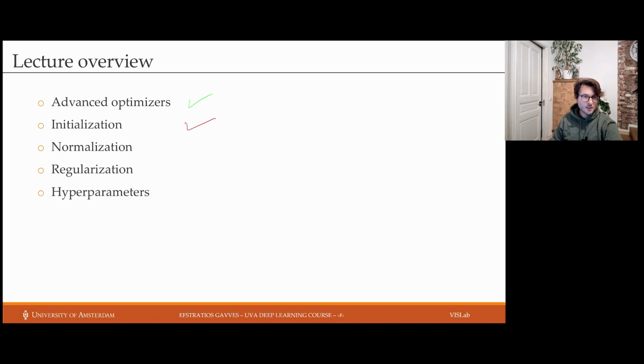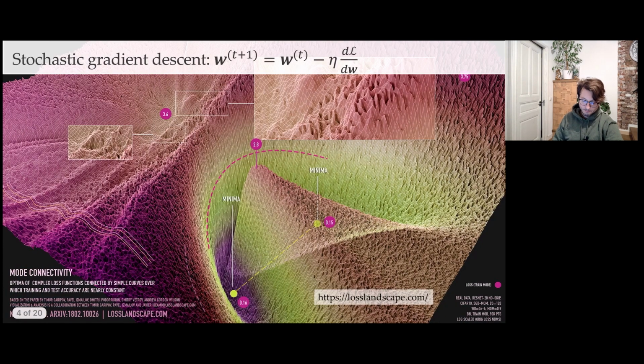We're going to discuss initialization and how important it is when training our neural networks. We're going to study a bit of normalization and some of the most important methods out there. We're also going to study regularization so that we make sure that our neural networks don't overfit, or if they do, we minimize the extent of it. And in the end, we're going to study how we can tune our hyperparameters.